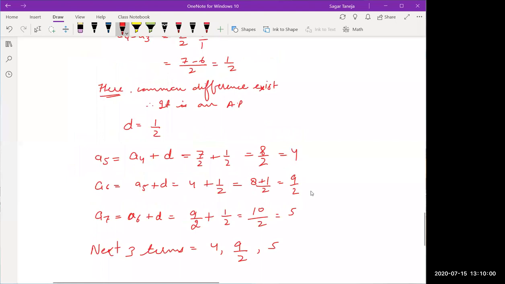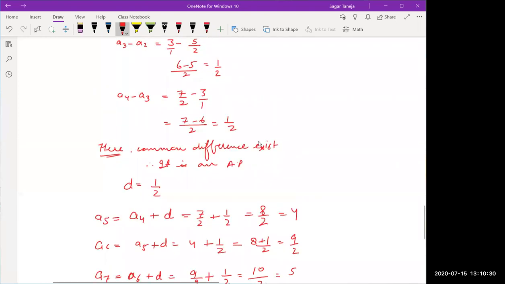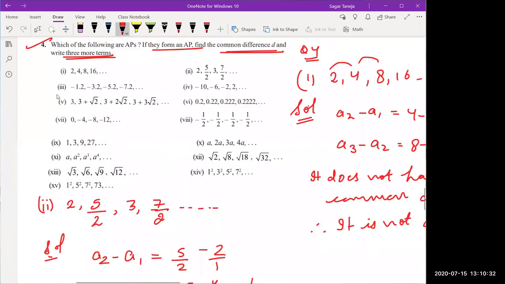Let's note it down. This exercise is a very basic exercise, just to make you understand what is AP. And formulas and all will start from the next exercise. And we have to start the next exercise today only in this lecture. So the next 3 terms are done. So moving on to the next part. Let us do a few more parts right now.